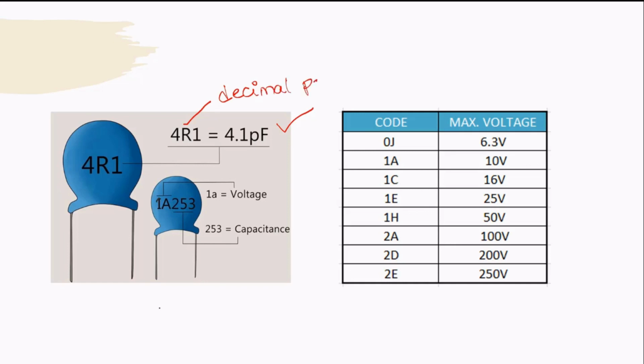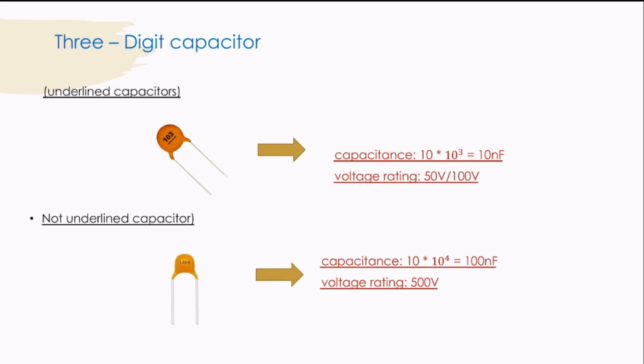Next is, if the capacitor is in the form of two codes, that is, the first two represent one code and the next three represent the second code. In this, the first two, which represent the first code, represent the value of the voltage, and the next three, which represent the second code, represent the value of capacitance. So if you see here, the value of the capacitance is 253 and the value of the voltage for 1A is 10 volts.